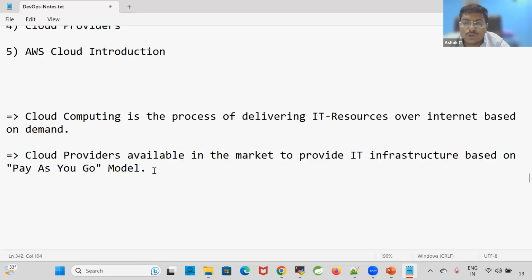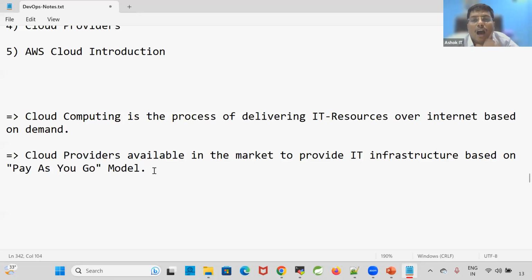If you need the computers, you can take them from the cloud provider and use them. So this year, my business is not running. I don't have any project. I need not use the infrastructure, so I need not pay the rent. If I use it, then only I have to pay for that. That is called the pay as you go model. So here, in order to run one company, in order to run one project, a lot of infrastructure is required. So there are two types of infrastructure available in the market.